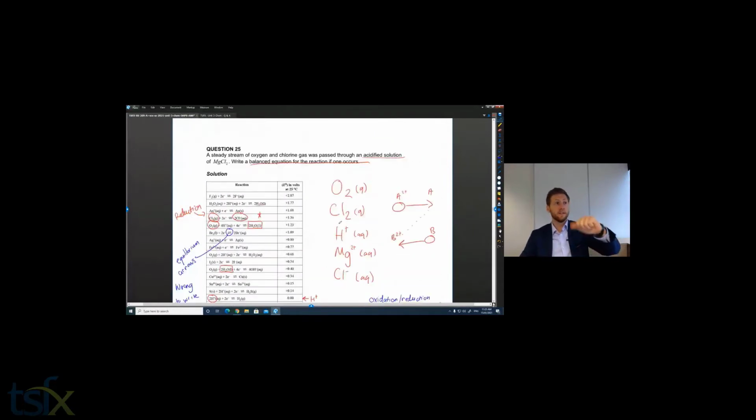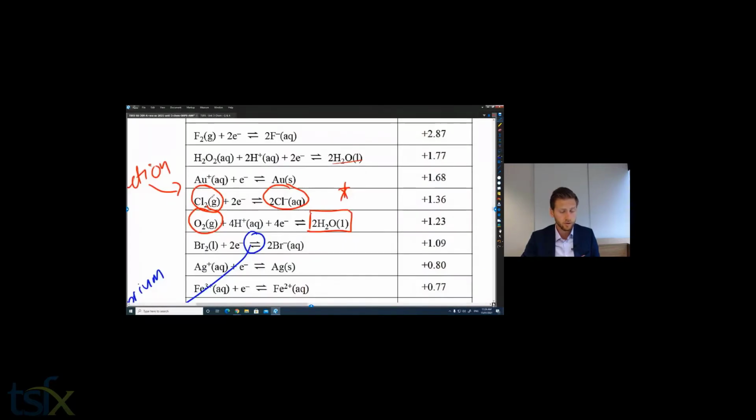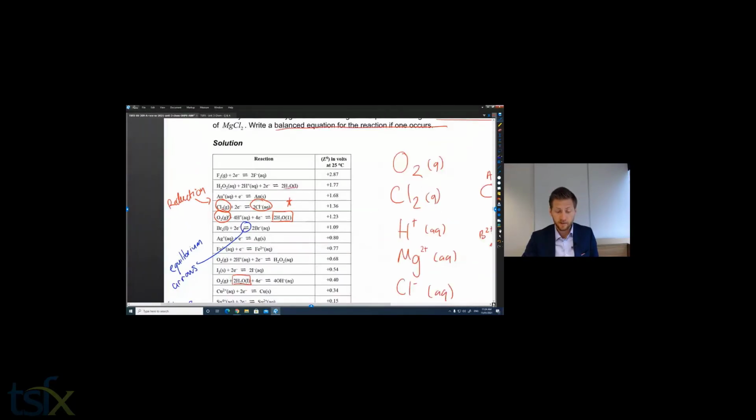So how we did it. Look at all the species: oxygen gas, chlorine gas, hydrogen ions, magnesium ions, and chlorine ions. Does it follow this formula where the top left goes to the right and the bottom right goes to the left? Well, chlorine gas here can gain electrons to form chlorine ions. I'll get to your question in a sec, Rami. Then water here loses electrons to form oxygen and hydrogen ions, my mistake.